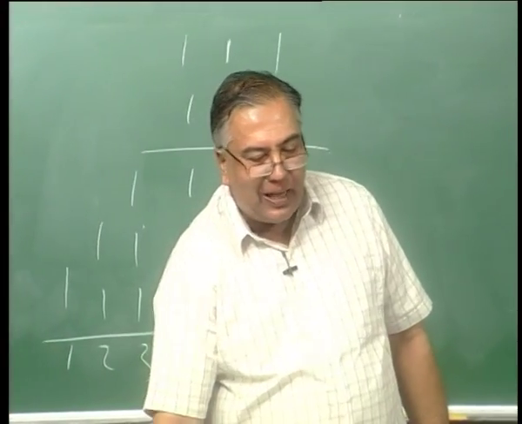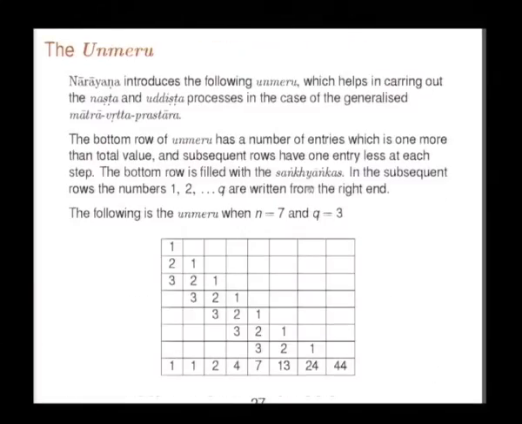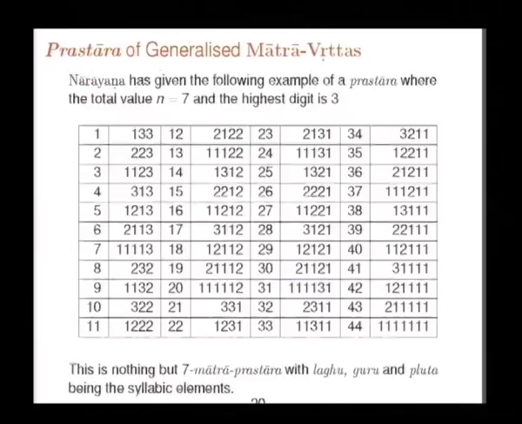So, let us do another example. Find the row in which 322 appears in the 7 matra prastara. So, write 3 sankyankas above 3, 2 sankyankas above 2, 2 above 2. The second and third above 3, the second above 2 are the patita sankyankas, they are 24, 7, 2 and 1. So, this should be the 10th row, 322 should be the 10th row of the Prastara. So, we will again check that. The 10th row of the Prastara is 3 2 2.